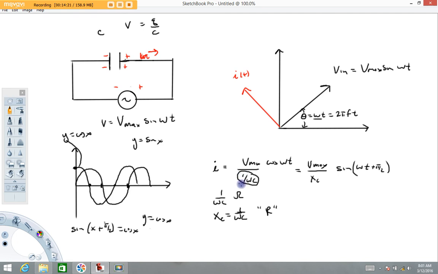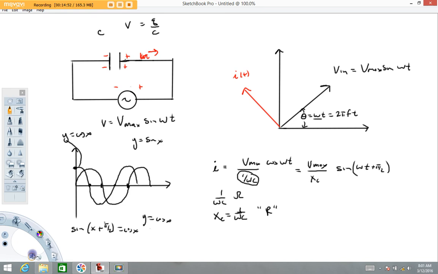Let me go through that again, make sure I did that right. So if the frequency is very high, then the reactance is very low, which gives you relatively high currents, meaning that the capacitor is not having as much effect on the circuit. When your frequency is very low, then your reactance is very high. That would give you lower overall currents. All right, so that's important thing number one here, this relationship for the capacitor.